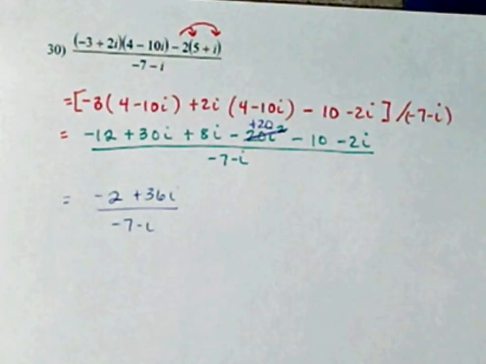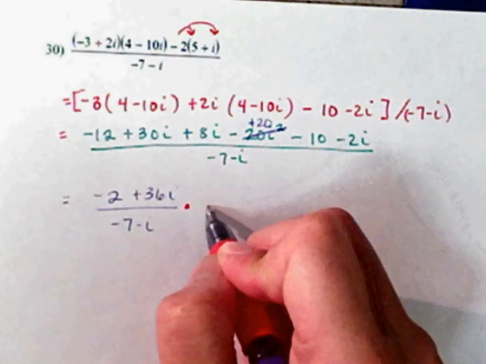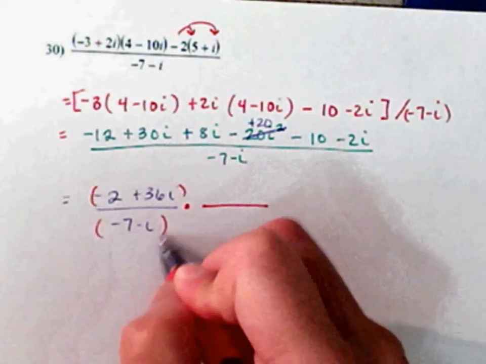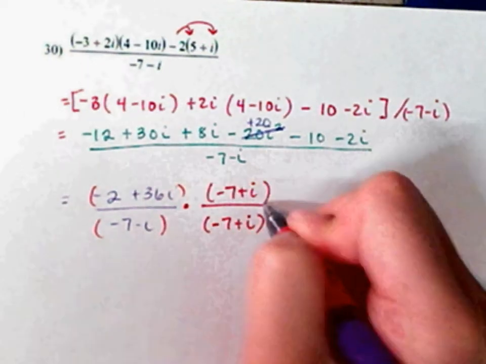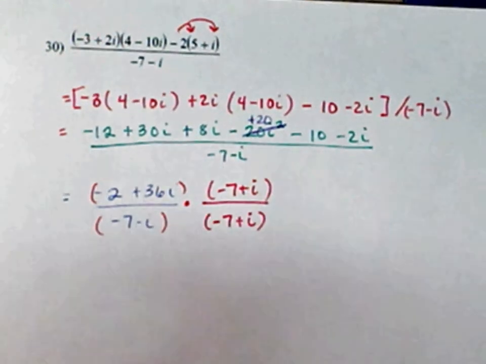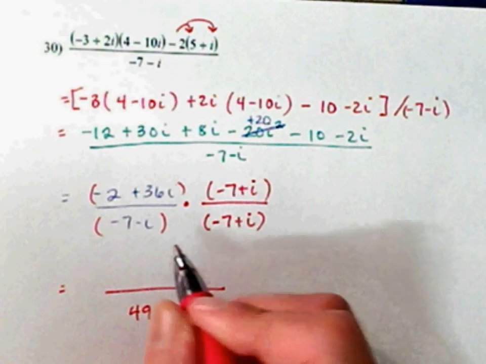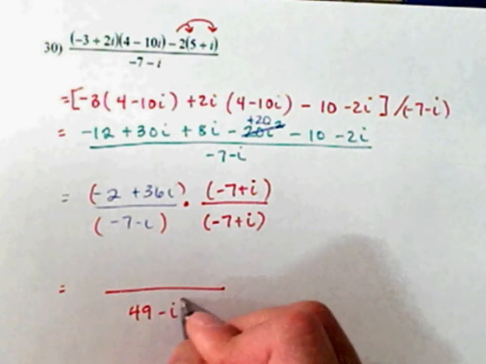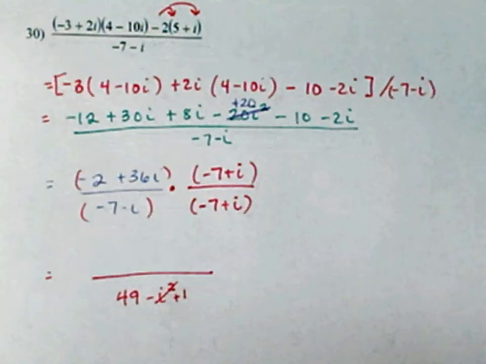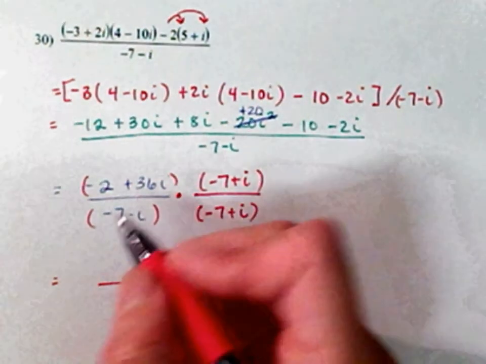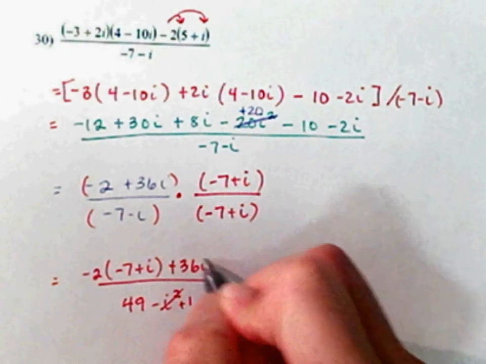Got to get rid of your i in the denominator, so we're going to multiply all of this times your conjugate, which is what? Negative 7 plus i, negative 7 plus i. Okay? Negative 7 times negative 7 is 49. Negative i times i is minus i squared, which comes out to be a positive 1, because negative times a negative is a positive. Then you have negative 2 times (negative 7 plus i), plus 36i times (negative 7 plus i).